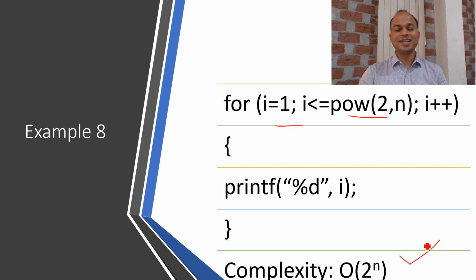So basically, our observation is that we have to find out the dependency. If the dependency is on constant time, then complexity will be order of 1. If the dependency is upon log n, then complexity will be order of log n. If the dependency is upon n, then complexity will be order of n. If the dependency is upon n square, then complexity will be n square. If the dependency is upon n log n, then complexity will be n log n. If the dependency is upon exponential, then complexity will be 2 raised to the power n.